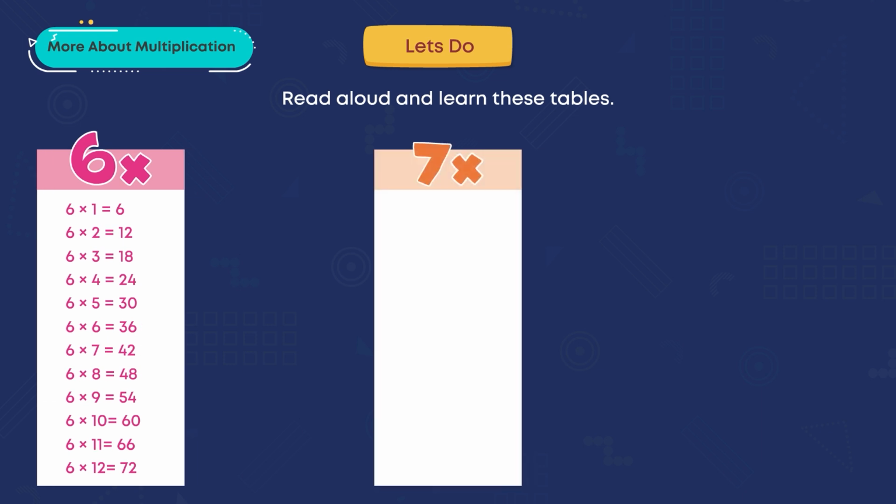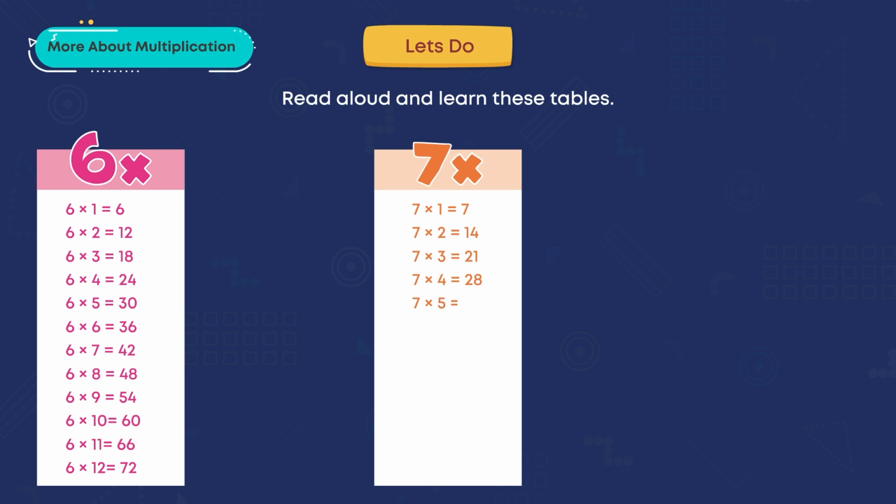Table of 7. 7 times 1 equals 7. 7 times 2 equals 14. 7 times 3 equals 21. 7 times 4 equals 28.